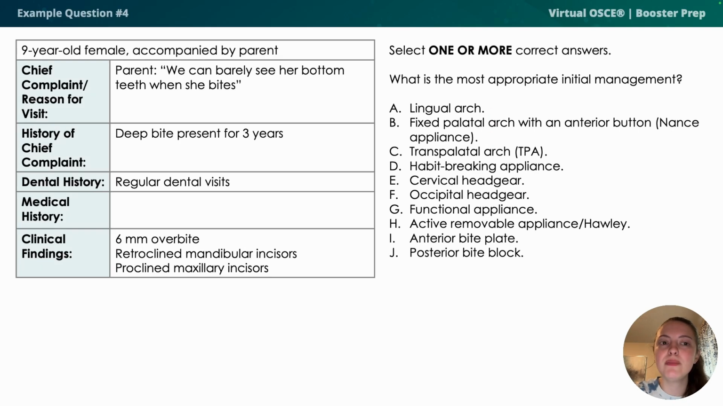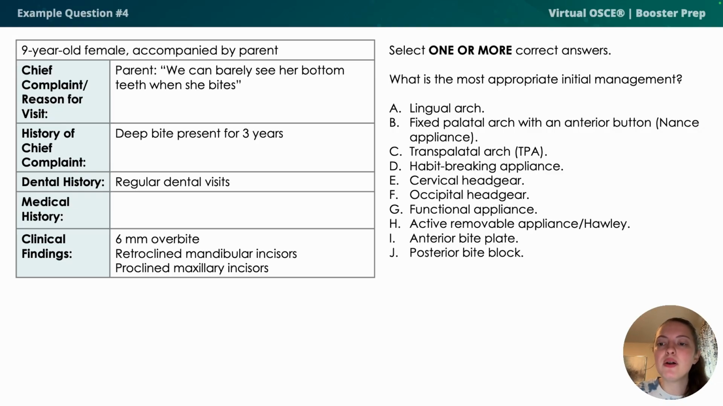A 9-year-old female. We can barely see her bottom teeth when she bites, had this deep bite present for 3 years, regularly goes to the dentist, 6 millimeters of overbite, retroclined mandibular incisors, and proclined maxillary incisors. What is going to be her most appropriate initial management? So in this patient, we're looking to treat her deep bite. She has the 6 millimeters of overbite, and her parents say they can barely see those bottom teeth when she talks.